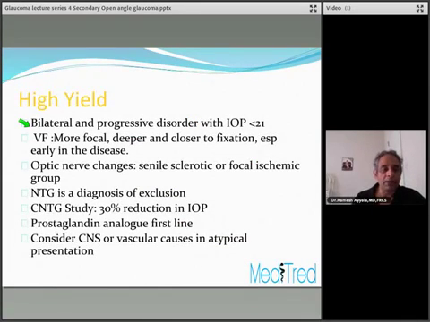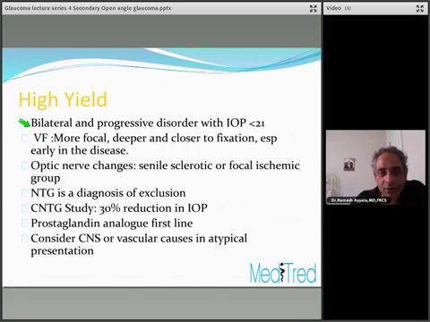So after talking to my residents, I realized that I need to include a slide at the end of my lecture for each one of these sections titled high yield, meaning those points about this particular disorder or lecture that you need to remember from your exam's point of view. So here is the high yield for normal tension glaucoma.